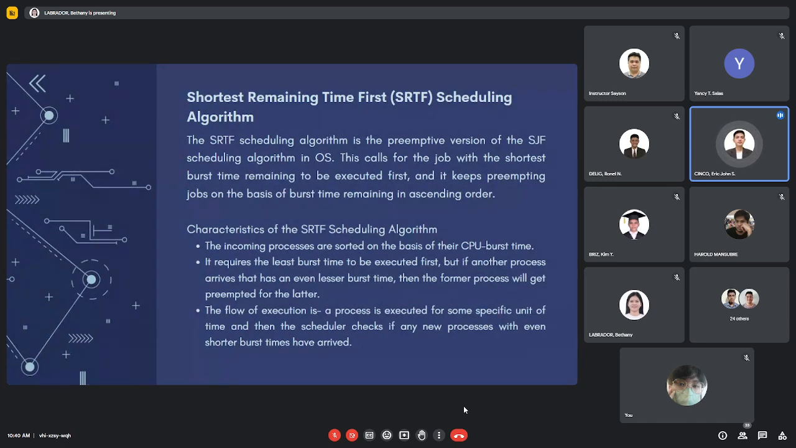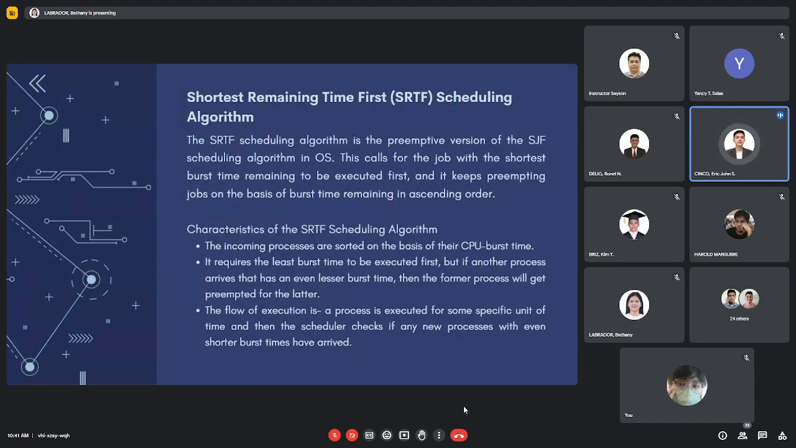So next scheduling algorithm is the shortest remaining time first, or the SRTF. The SRTF scheduling algorithm is the preemptive version of the SJF. SJF is a non-preemptive scheduling algorithm in operating systems. This calls for the job with the shortest burst time remaining to be executed first, and it keeps preempting jobs on the basis of burst time remaining in ascending order.